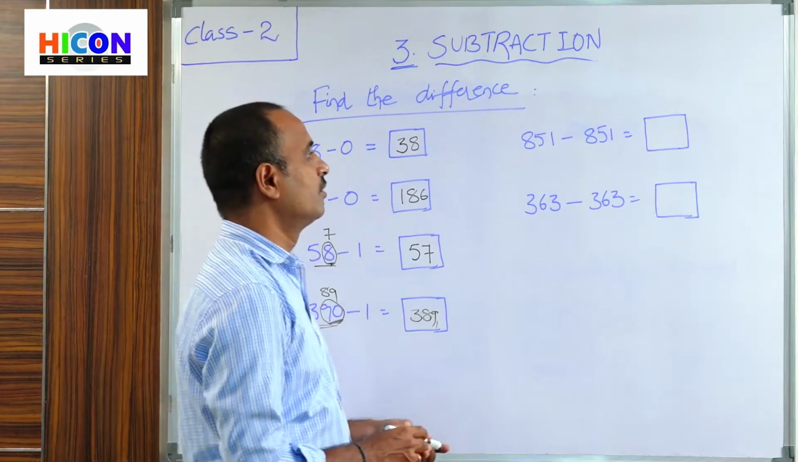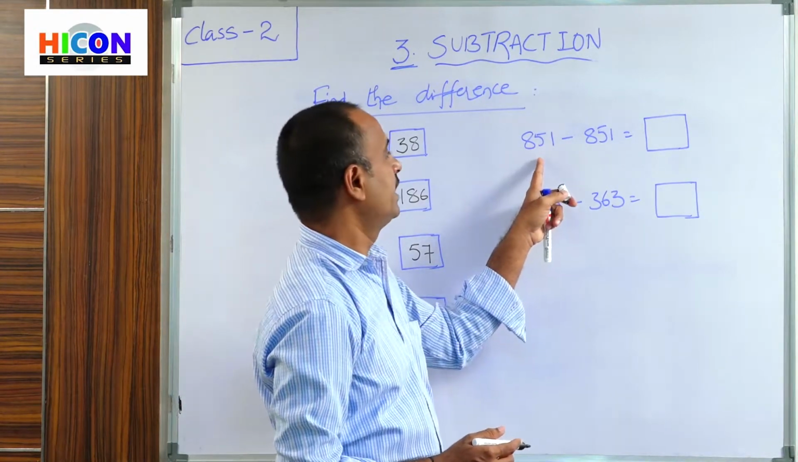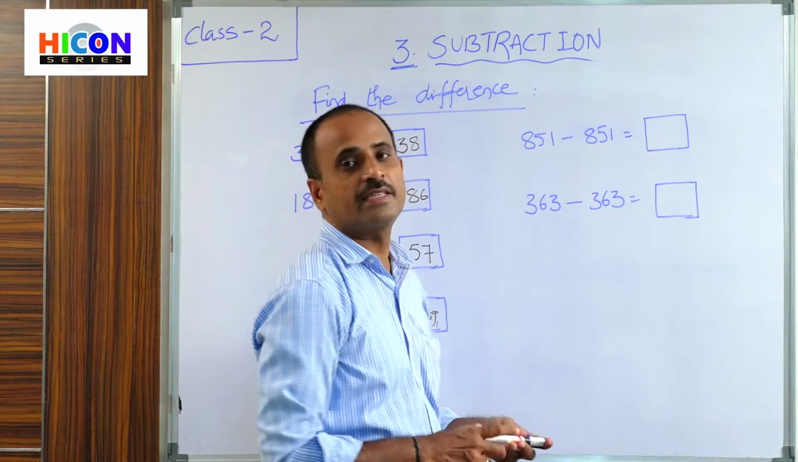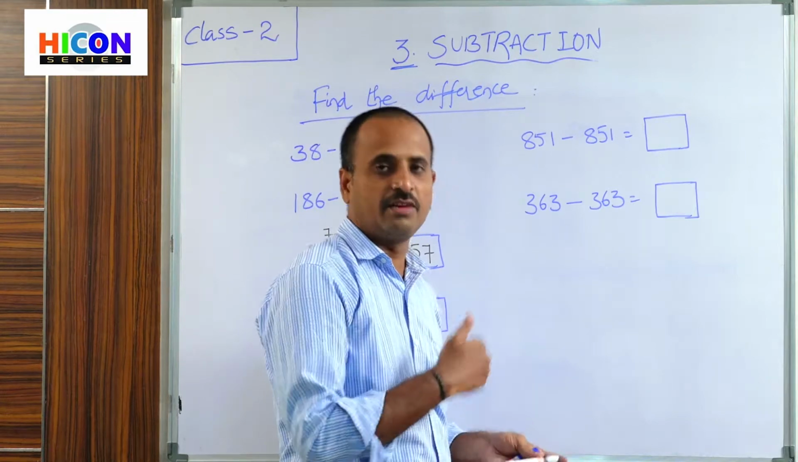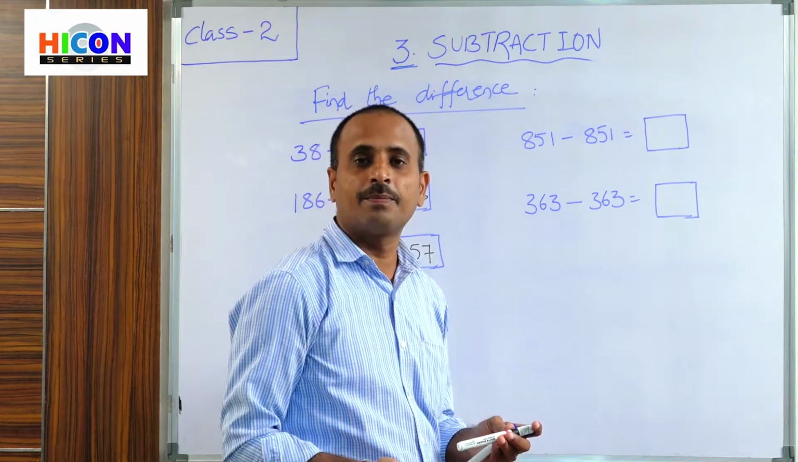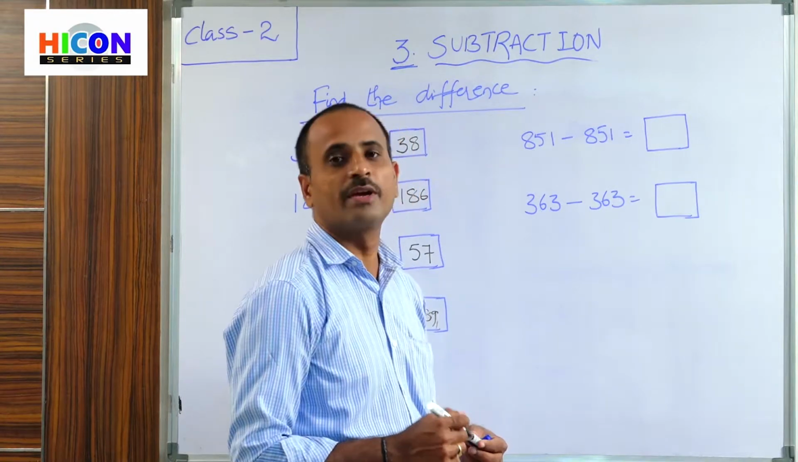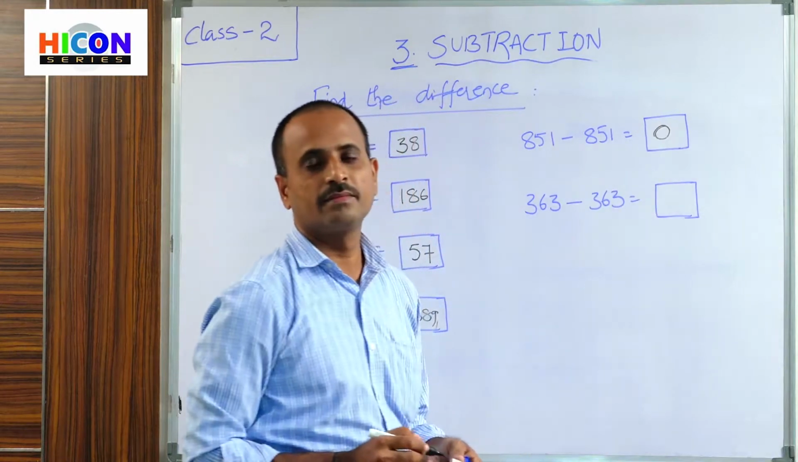Children, now go to the next subtraction. See this subtraction, 851 minus 850. Then what will we get? So if a number is subtracted from itself, the answer becomes 0 as per the subtraction facts.